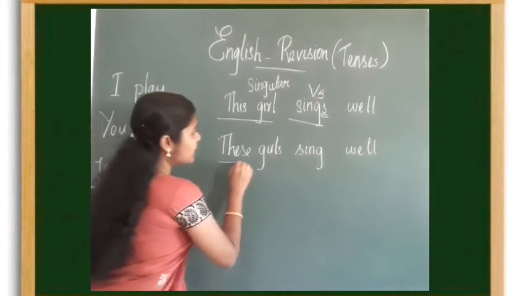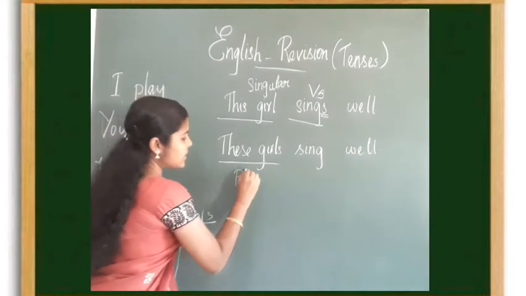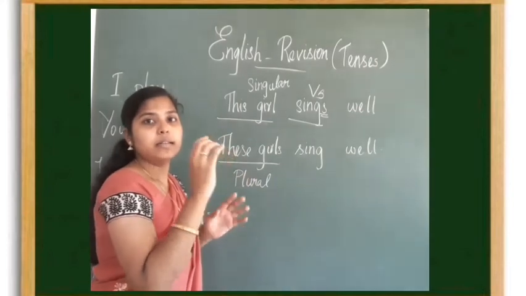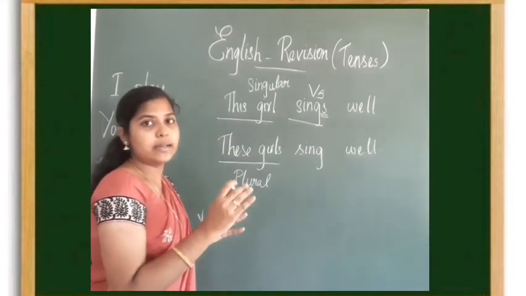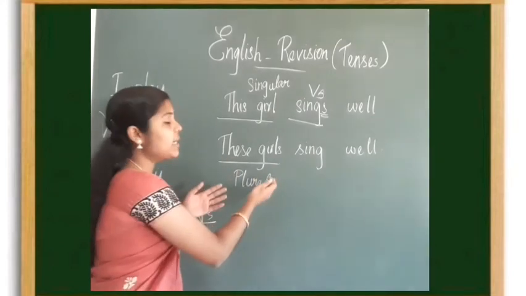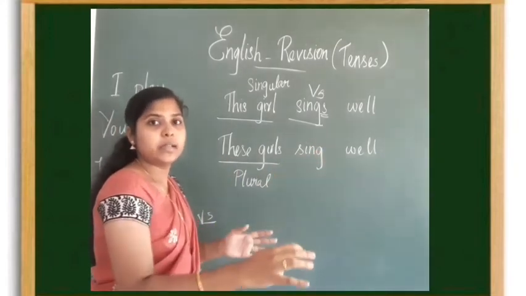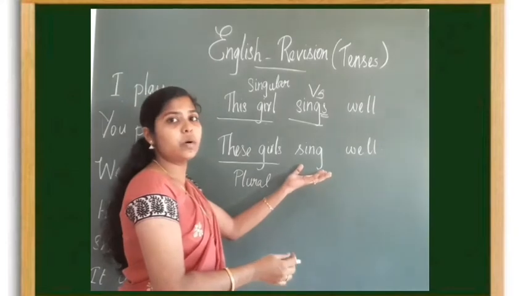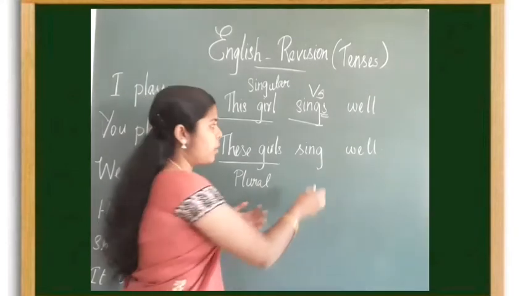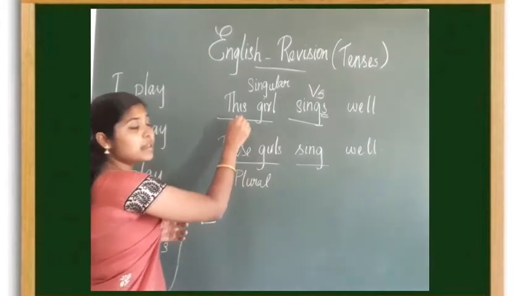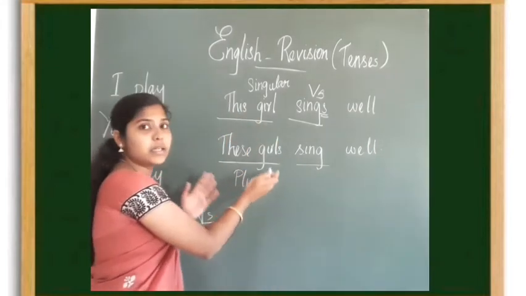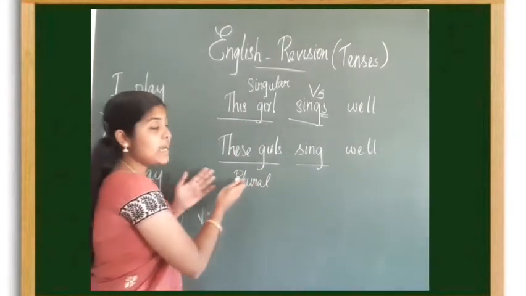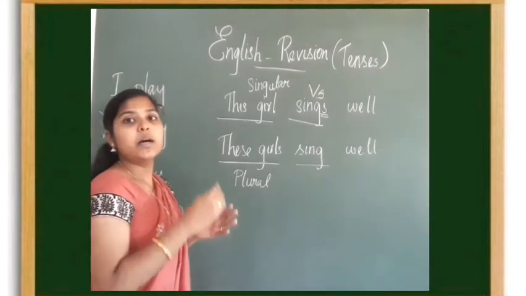Now, these girls, this is in the plural form. This girl is indicating one, that is singular subject, singular noun. This girl, one girl. But here, these girls, a group of girls. So here the subject itself is plural, and that's why the verb is also in the plural form. Sing. Here this is third person singular. This is third person plural. This girl, third person singular. These girls, third person plural.